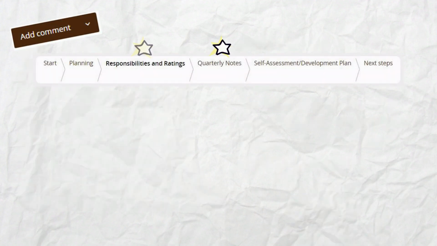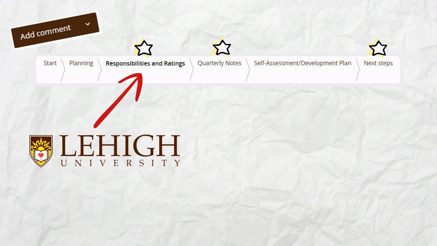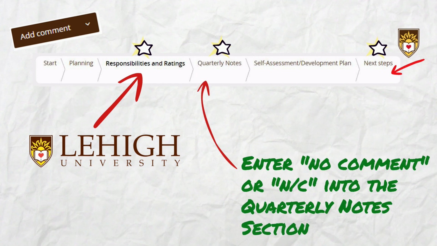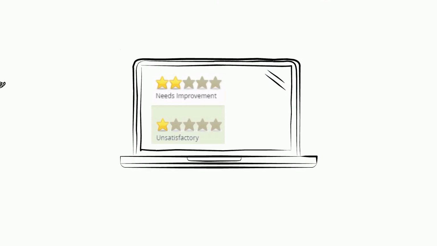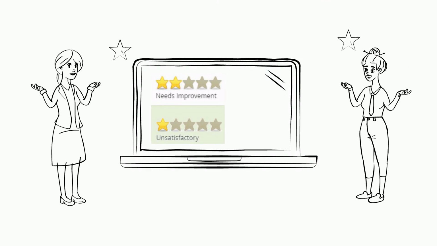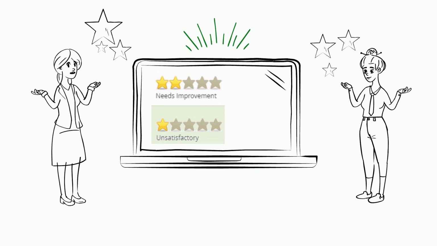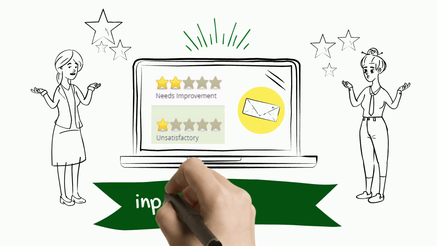The PageUp system requires comments in every comment field of the form, including the quarterly notes section. Lehigh's performance management process requires comments in the Responsibilities and Ratings section and overall comments. You will need to enter no comment or NC in the quarterly notes section. If you've assigned any 1-star, unsatisfactory, or 2-star needs improvement ratings, please email us at inperf@lehigh.edu.